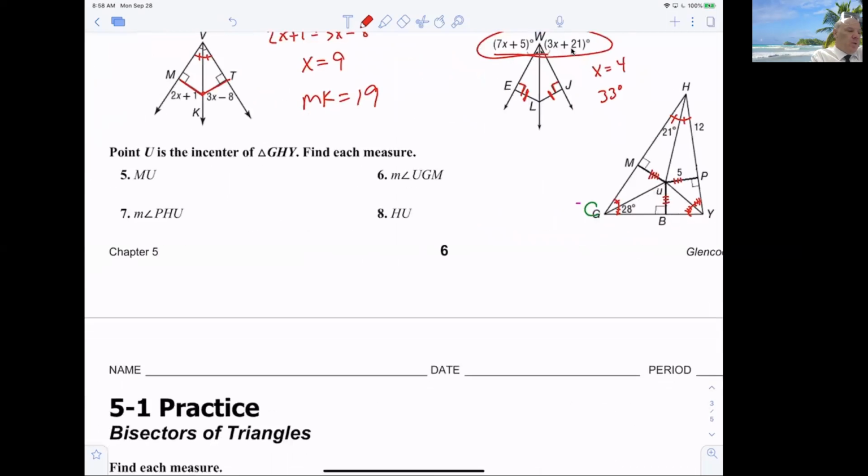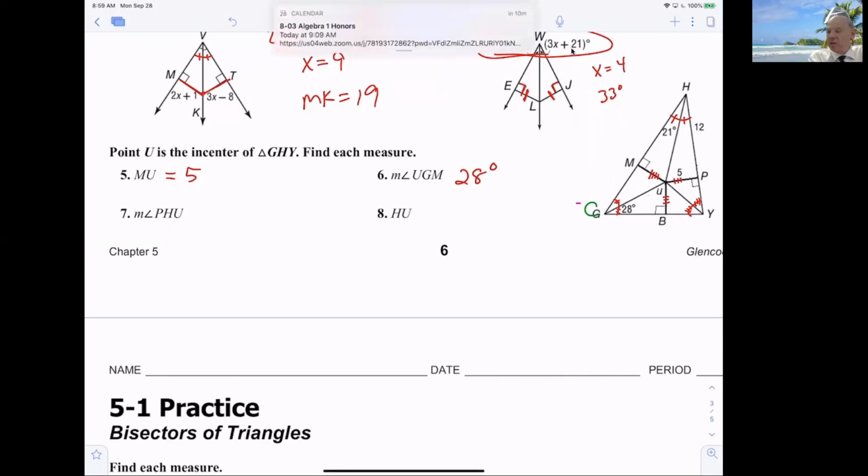All right? So what is MU? What is MU? Yes, I want a number for MU. 5. If I said what's UB, what would it be? 5. What's the measure of angle UGM? 28. What's the measure of angle PHU? PHU, 21, thank you. And HU.